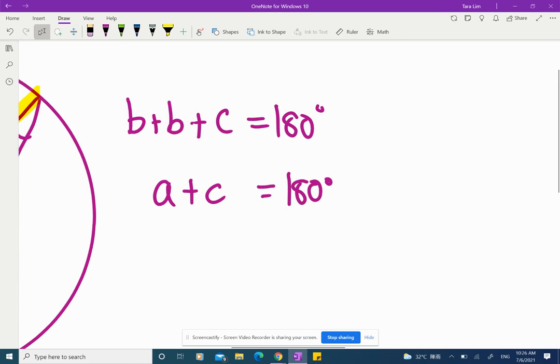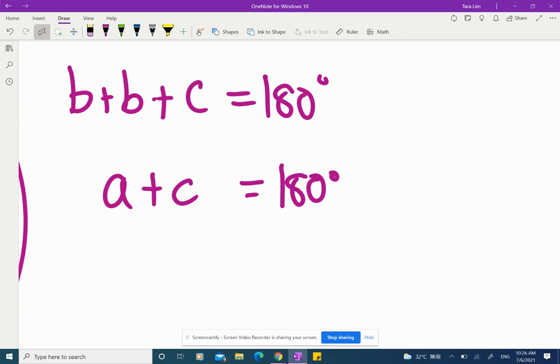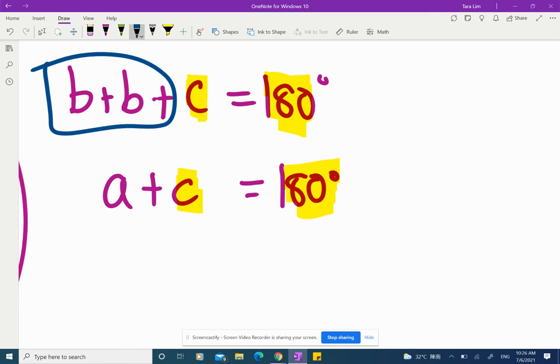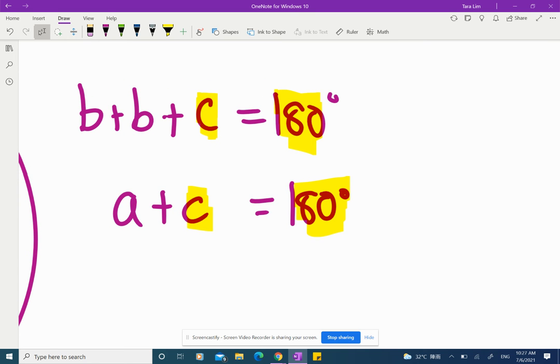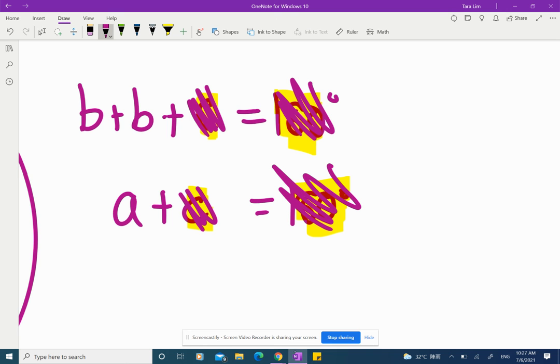Do you notice any relationship between these two equations? Yes, we can see that C and C here are the same, and 180 and 180 are the same. The only thing different is the B plus B and the A. So what does this mean? Because B plus B plus C is 180 and A plus C is 180, let's just not think about the C and the 180 for now.